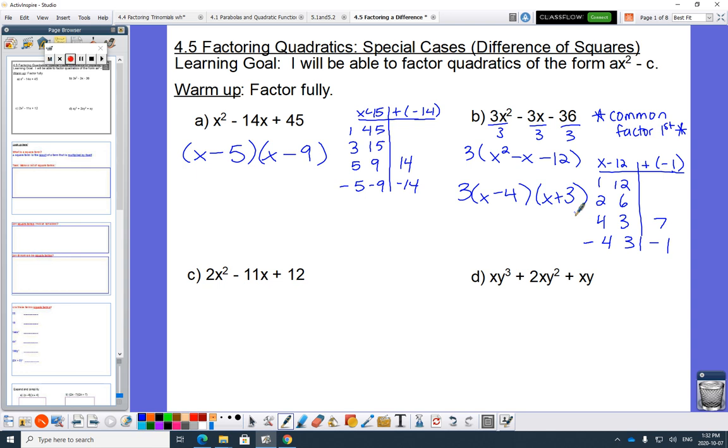So this is like 4.4, what we did this morning. None of them are divisible by a common factor. So choose one of the methods. No matter what you do, you're still thinking what numbers multiply to, you have to do a times c, 2 times 12, which is 24, and add to negative 11.